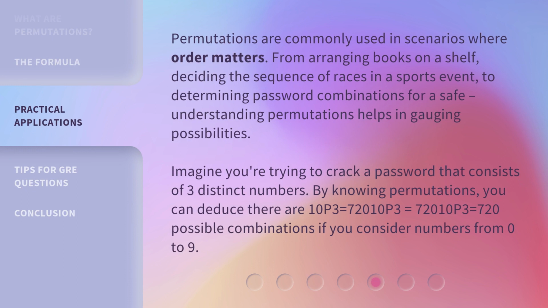Permutations are commonly used in scenarios where order matters. From arranging books on a shelf, deciding the sequence of races in a sports event, to determining password combinations for a safe, understanding permutations helps in gauging possibilities. Imagine you're trying to crack a password that consists of three distinct numbers. By knowing permutations, you can deduce there are 10P3 equals 720 possible combinations if you consider numbers from 0 to 9.